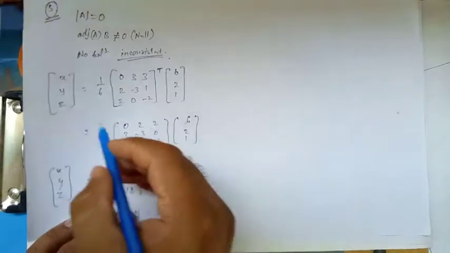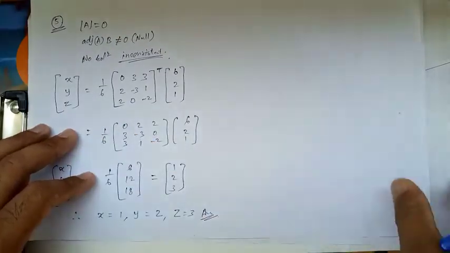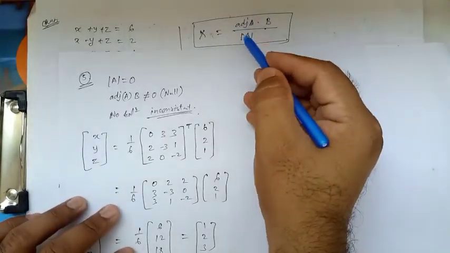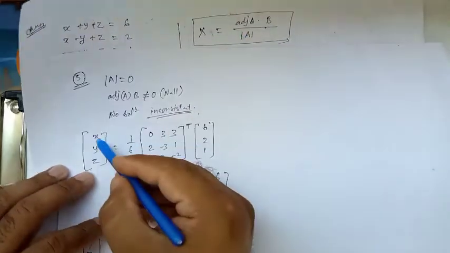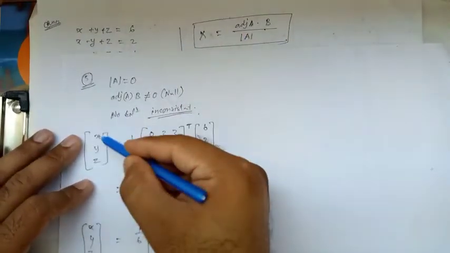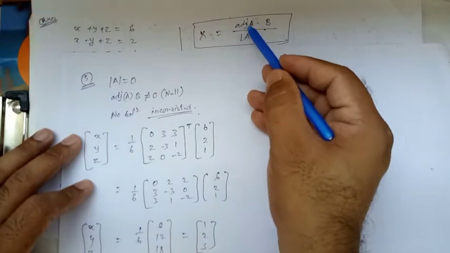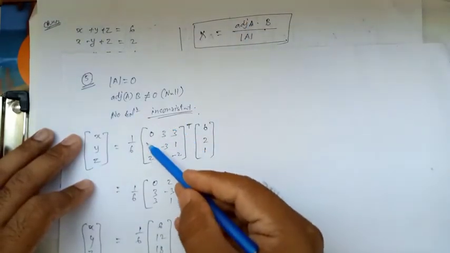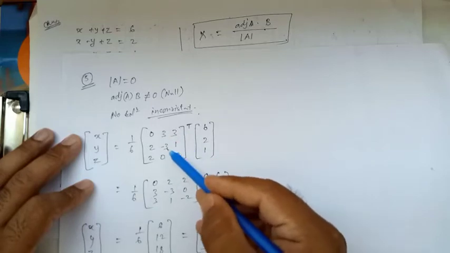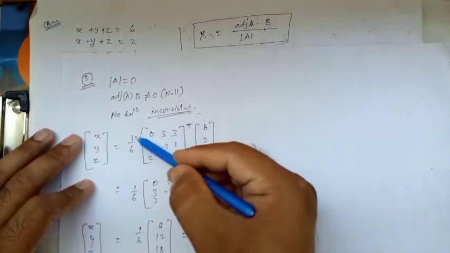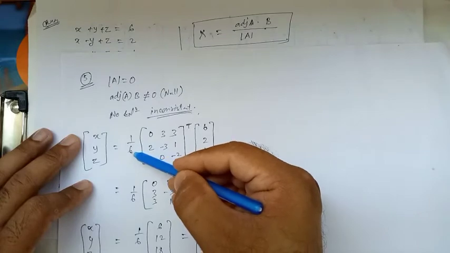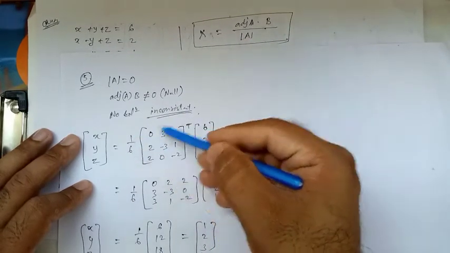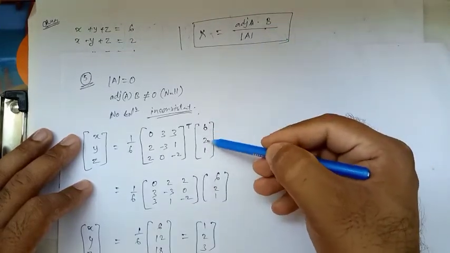Further moving to the solution, we have this term. So what we are doing is, matrix X is nothing but x, y, z, and adjoint A is nothing but the transpose of the cofactors of the elements of the matrix, and determinant of A we have got as 6. So 1 divided by determinant is 1 divided by 6, and matrix B is here 6, 2, 1.